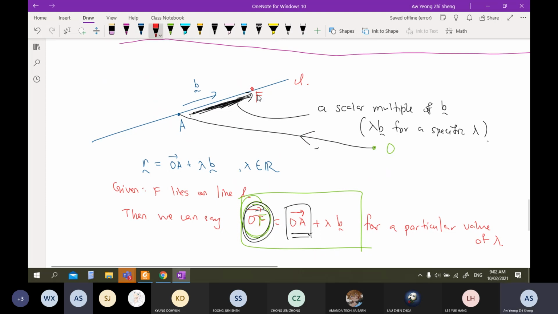So if F happened to lie on the other side, then it's also a scalar multiple of B, although this time the lambda will be a negative number. And so it will still work. Just remember that whenever you are given a point on the line, you can use the position vector of that point to replace R in the vector equation of the line. We are going to use this technique again and again in the later parts of the chapter, so you should be familiar with this.